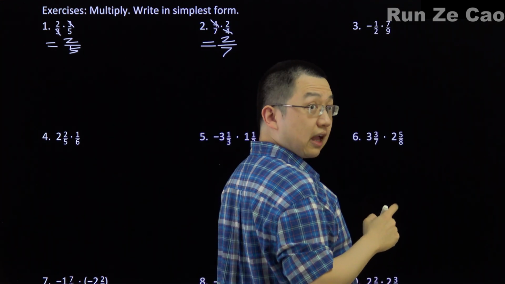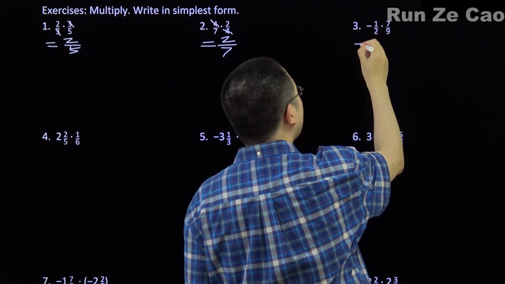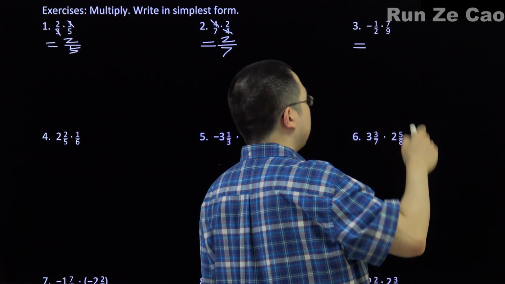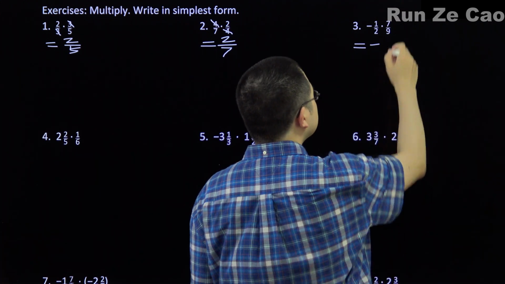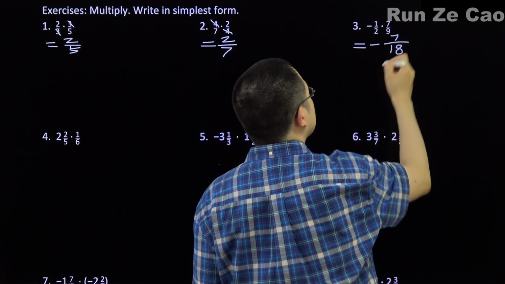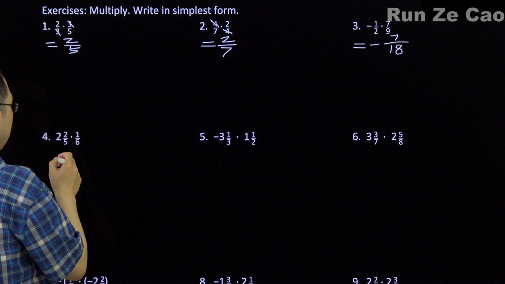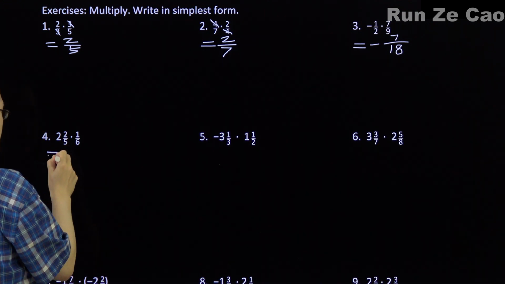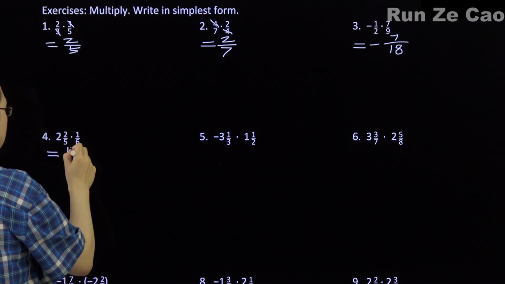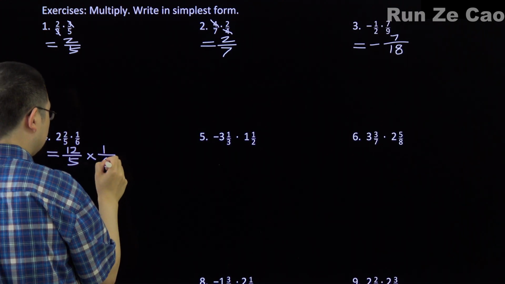Negative 1/2 times 7 over 9. Well, there's nothing here you can cancel, so you just multiply the denominators for the new denominator and the numerators for the new numerator. And because there's only one negative symbol, you keep it. It doesn't cancel out. 7 over 18. And here, 2 and 2/5 times 1 over 6. You have 2 times 5 is 10, plus 2 is 12 over 5, times 1 over 6.